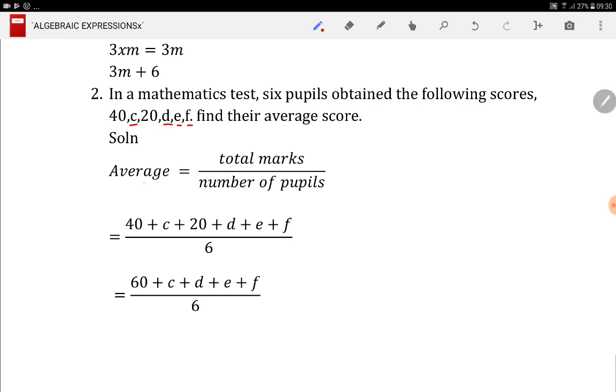Now, normally, average in such a case would be given by total marks over the number of pupils. So that would be, all the marks are 40 plus C plus 20 plus D plus E plus F over the number of pupils, which was 6. Now, since 40 and 20 are both numbers, we can add them. So 40 plus 20 gives us 60. Then we add the other letters, since there is no letter that is equal to the other. So that would be 60 plus C plus D plus E plus F over 6. And that is the average.